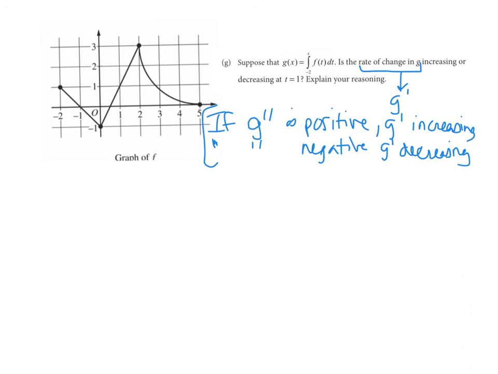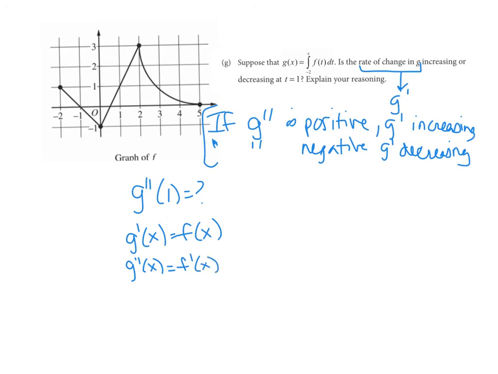Okay, so what we're going to do for this one is figure out what is g double prime of 1. That's what we need to find in order to figure out if the rate of change of g is increasing or decreasing. So first of all, we know that g prime of x is equal to f of x. That means that g double prime of x is going to be equal to f prime of x, the derivative of f.